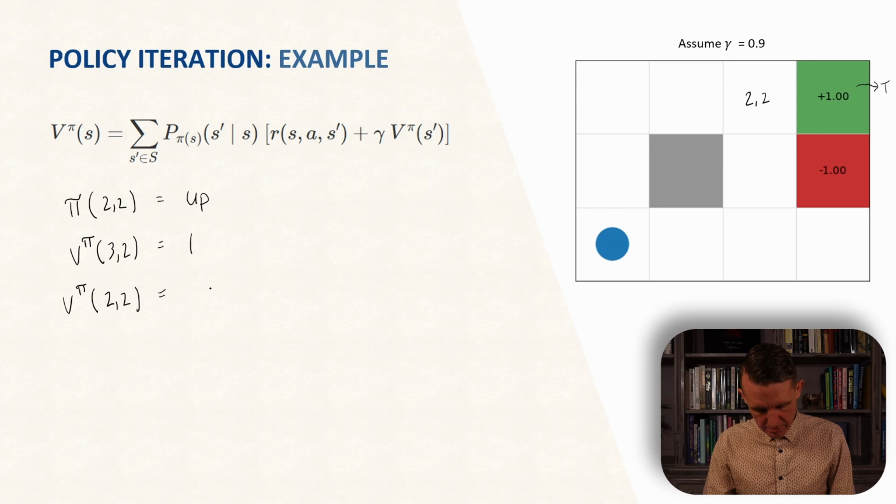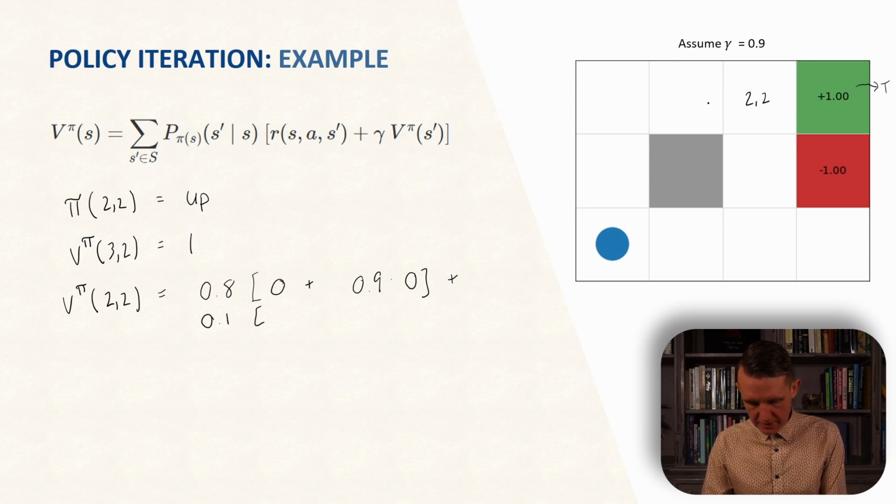So the value is going to be first the probability of going up successfully, which will bounce back into state 2.2, which is 0.8, times by the reward we get for that, which is 0, plus gamma 0.9 times the value of the state we come back to, which is state 2.2. And the value of state 2.2 for now is going to be 0. So that's the one outcome. The second outcome then is 0.1 if we go left. If we go left, we'll successfully go left, we'll bounce left accidentally, we'll get no reward, and a gamma of 0.9, and the value of our state is going to be 0.